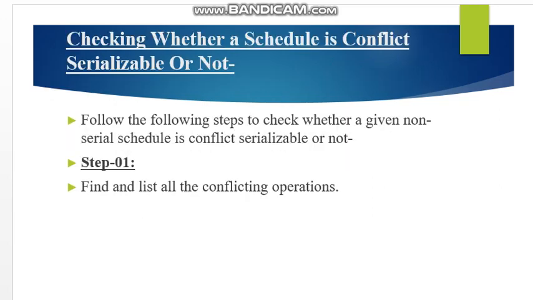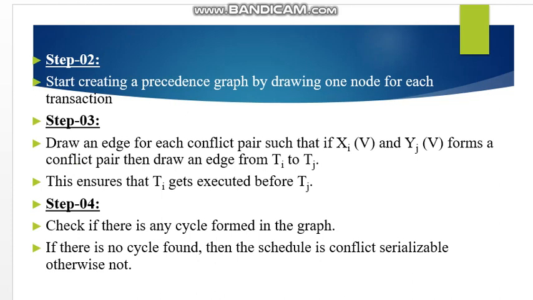Here are the steps to check whether a schedule is conflict serializable or not. Follow these steps to check whether the given non-serial schedule is conflict serializable. Step number 1: find the list of conflicting operations. We already know the conflicting operations are the operations where a write operation is involved in the set of transactions.